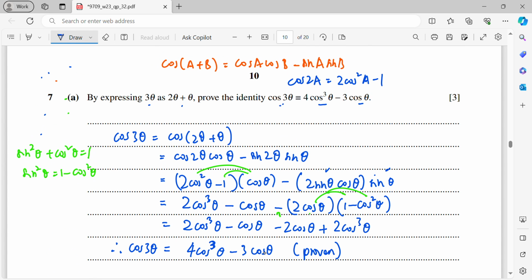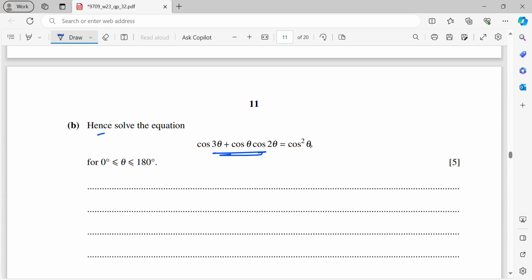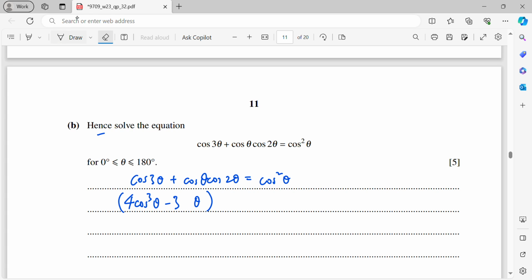Cos theta, we have found cos 3 theta. So I will change the cos 3 theta to the given form in the previous part, and the rest just remain. Okay, so I will write cos 3 theta plus cos theta cos 2 theta equals cos squared theta. So the cos 3 theta we have proven just now, 4 cos cube theta minus 3 cos theta. This one is from the cos 3 theta itself. Then now plus cos theta.